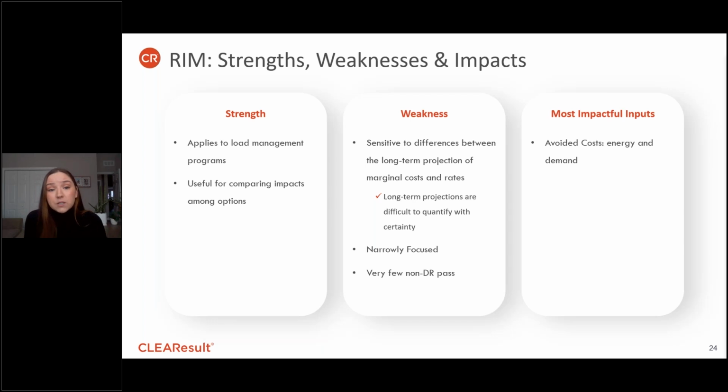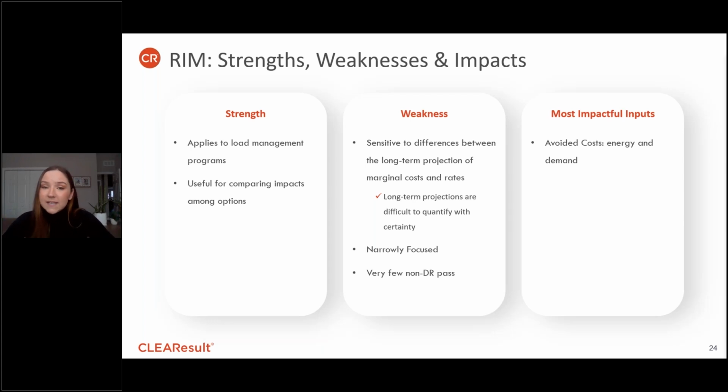Another strength, though, it is useful for comparing impacts among options. So this is why sometimes you'll see the RIM test still screen for it. Maybe it's not the primary test, but they still screen for it because it gives a good idea of what's happening across the ratepayers in a service territory. So it gives you kind of that alternate perspective.